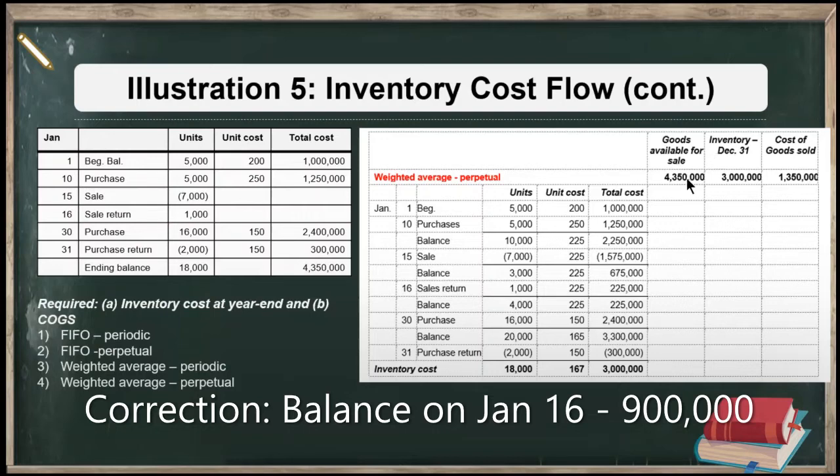So therefore, how much is our cost of goods sold? 4,350,000 minus 3 million, you will get 1,350,000.